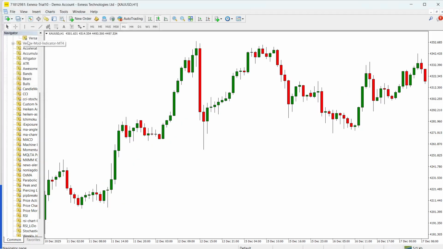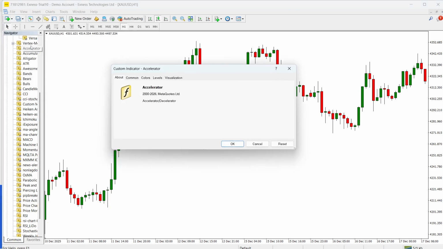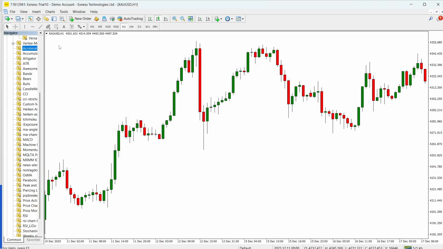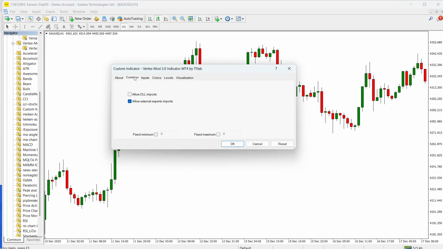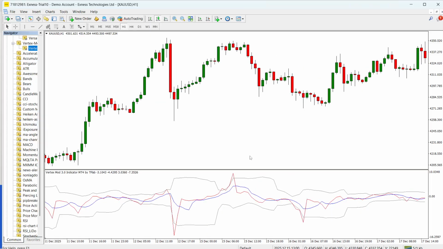Alright, at this point I'm just going to load the indicator on the chart so you can see how it looks in real time. Right, set it on the wrong one. Right, maybe I want to allow the DLL imports, and there we have it.